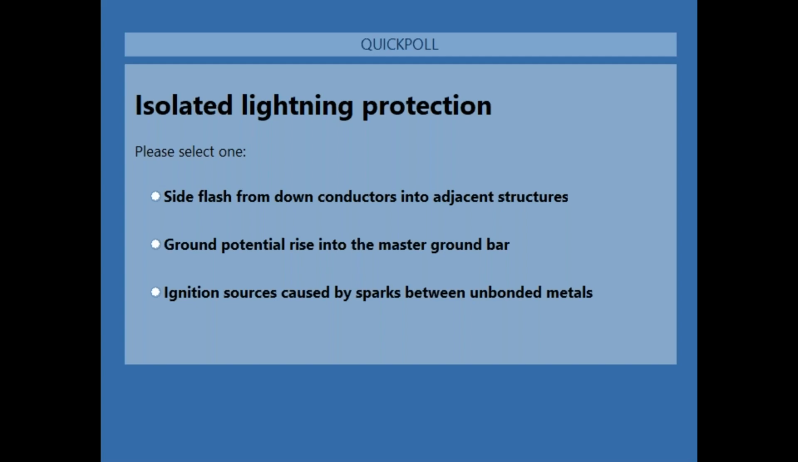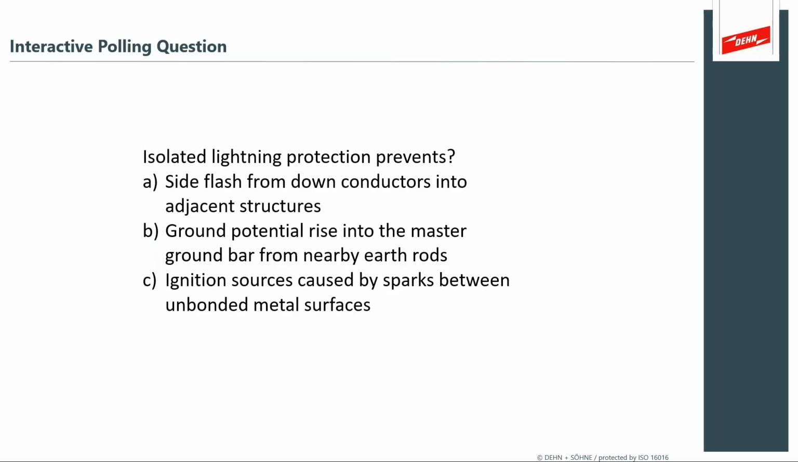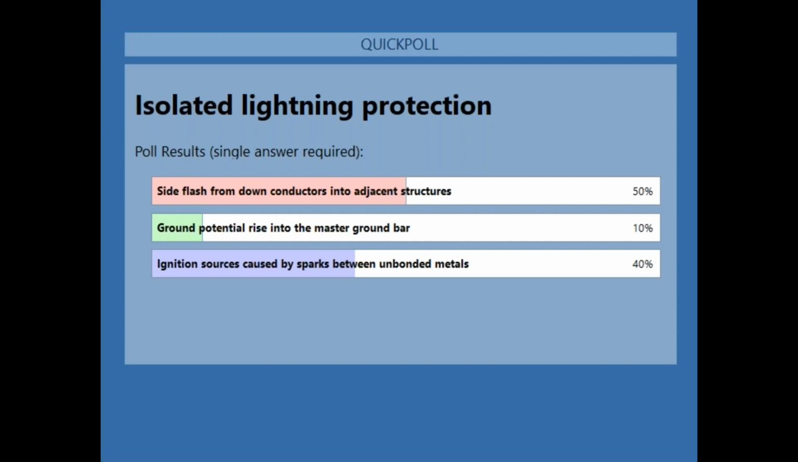The poll is open. The organizer is getting ready to give us the results. Kind of a split between A and C. And again, it's likely that all three are actually the right answer, and it depends on what you're most worried about, actually.